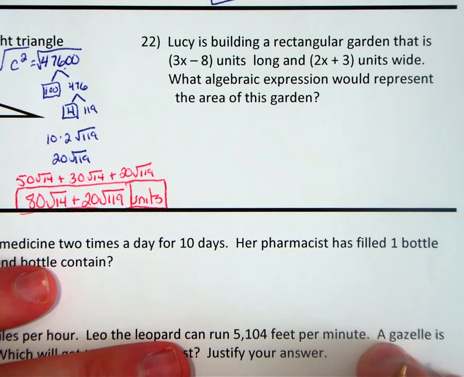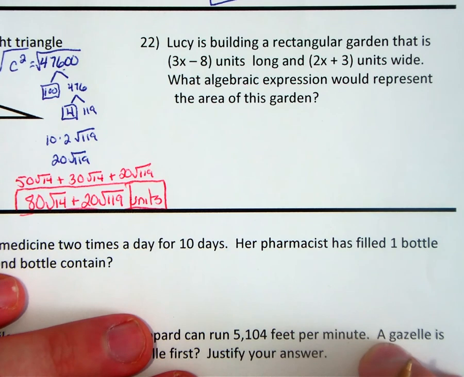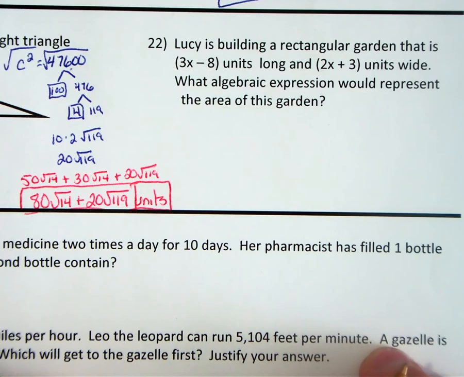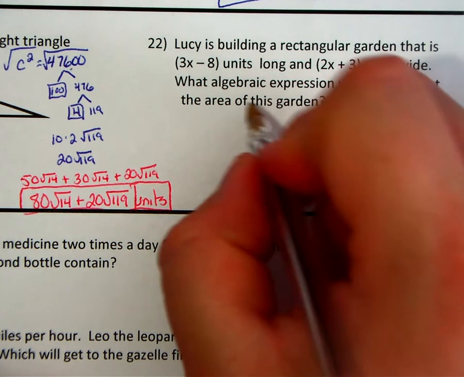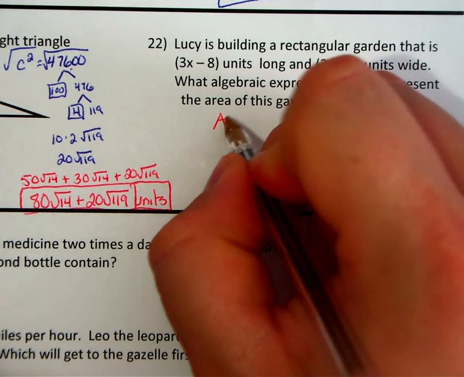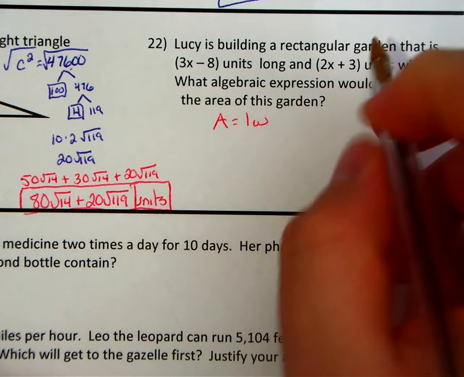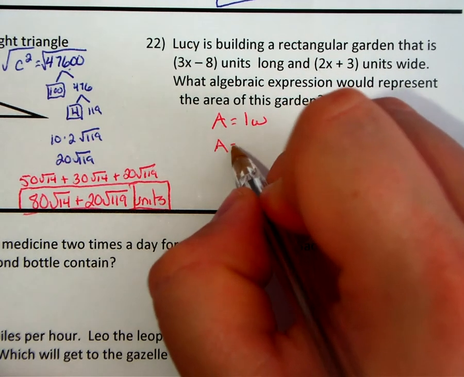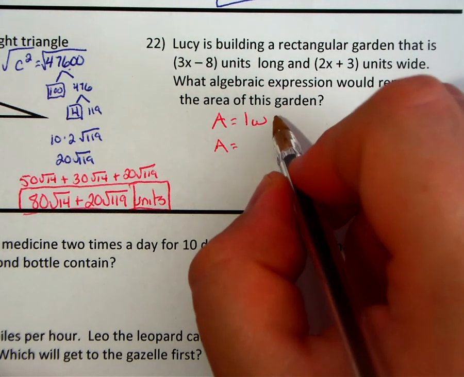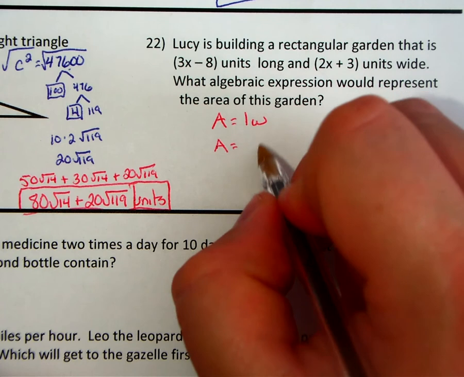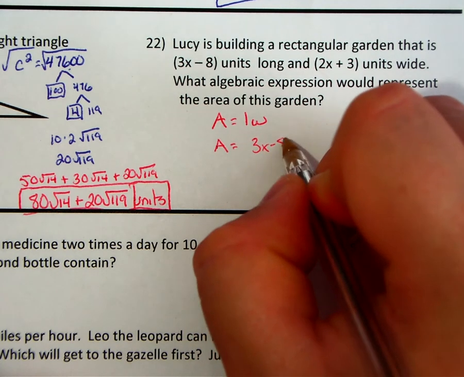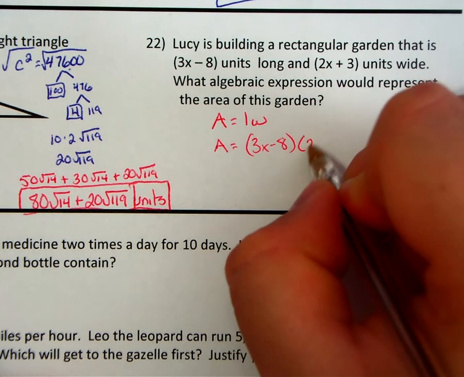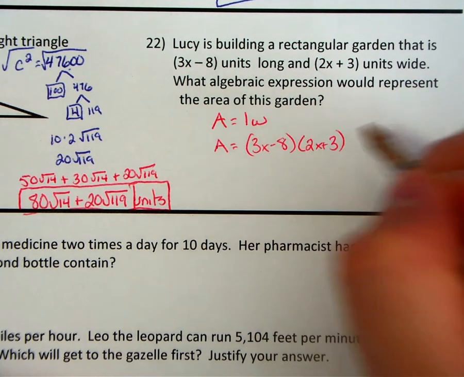Lucy is building a rectangular garden that is 3x minus 8 units long and 2x plus 3 units wide. What algebraic expression would represent the area of the garden? The algebraic expression is going to be area equals length times width. So the area is equal to 3x minus 8 times 2x plus 3.